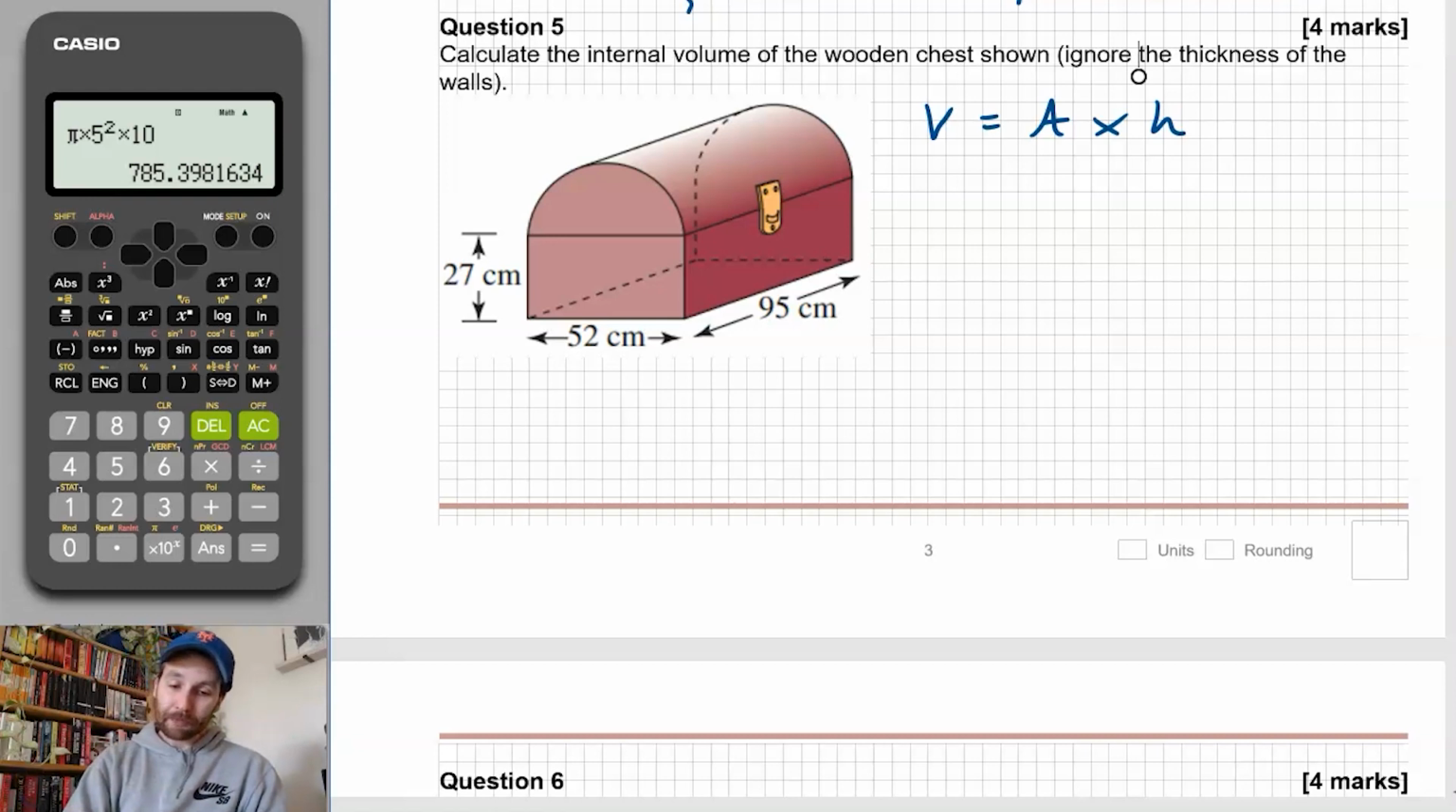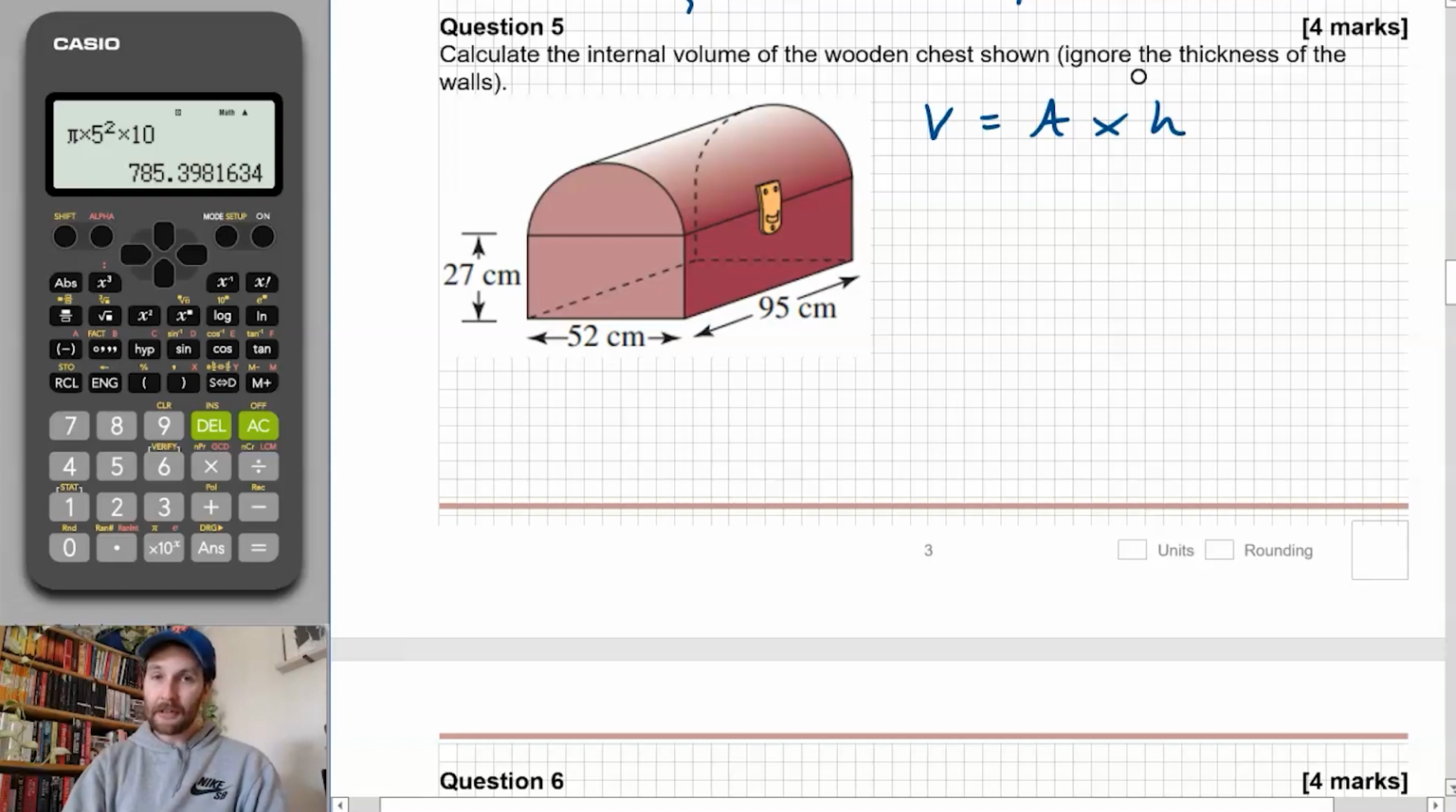But for this one, the area of the cross section is made up of a rectangle with a semicircle added onto it. So we've got to add a couple of things together to give us the area of the cross section this time. So that area is going to be, well, let's do the rectangle first because that's probably a little bit easier. That's going to be given by the base times the height, so 52 times 27. And then we're going to have to add on to that the area of that semicircle just here.